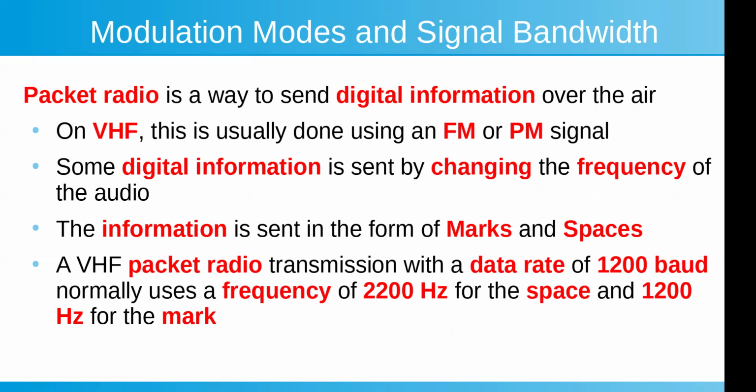And they have kind of standardized on 2200 hertz for the space and 1200 hertz for the mark. So you're actually sending two tones, where it's a form of FM, or frequency shift keying, what they call it. So for a space, you're going to send a 2200 hertz tone to modulate it, and for the mark, you're going to send 1200. So it's either this or this.